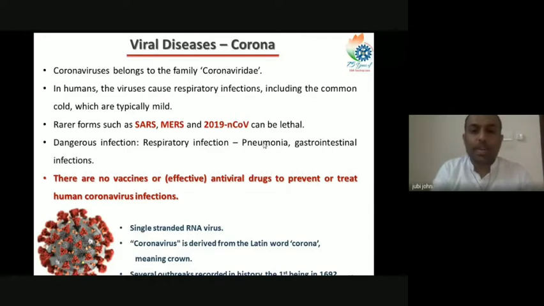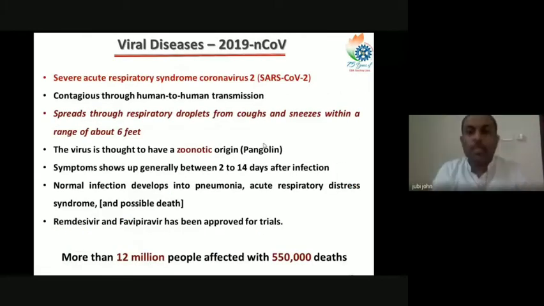Coming to COVID-19, this is also known as SARS-CoV-2, or Severe Acute Respiratory Syndrome Coronavirus 2. This is transmitted through air via respiratory droplets from coughs and sneezes. That is why we have to maintain social distancing of at least 2 meters while talking, and also we have to use masks.